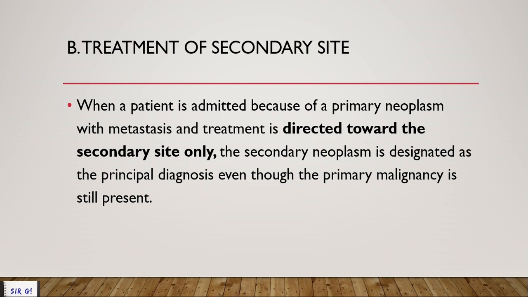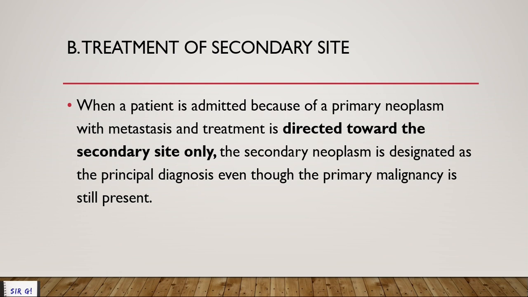And you also need to code for the primary malignancy, regardless if it is still present or if it is already healed or completed with the treatment. You still need to code for the primary. But the first listed code should be the secondary, because there are cases where the primary malignancy is already treated, but there's still your secondary malignancy, and they are treating now the secondary malignancy only. Okay, you still need to code for the primary, but the first listed code should be the secondary.